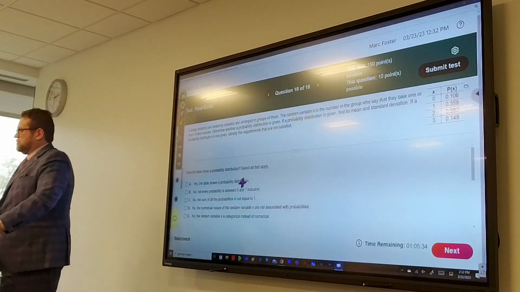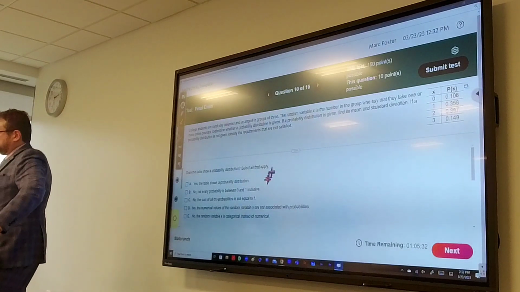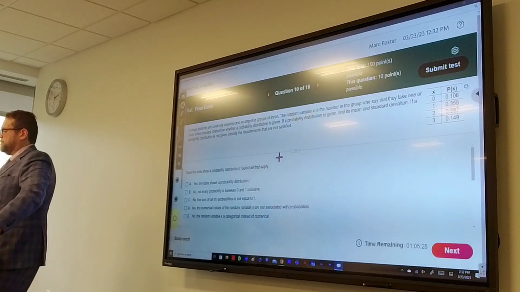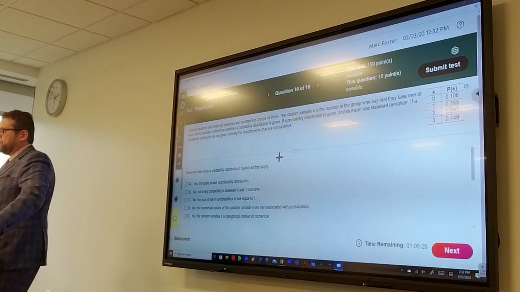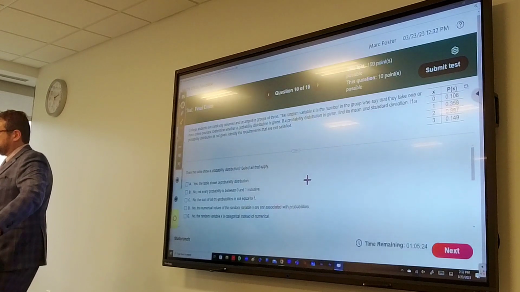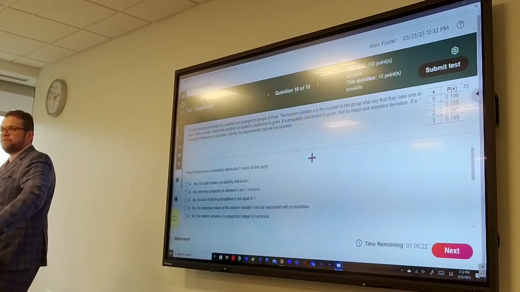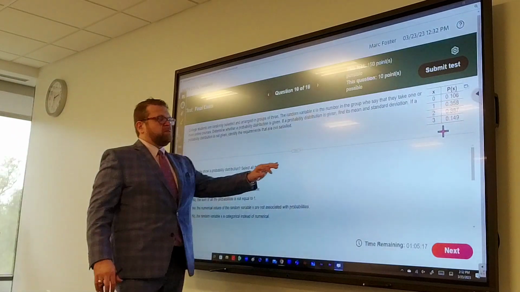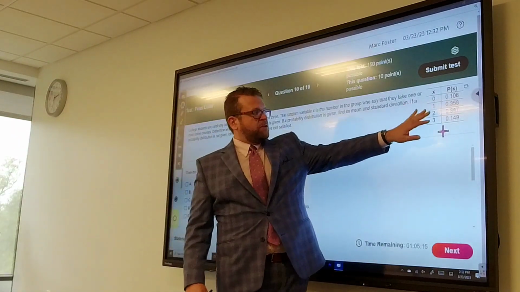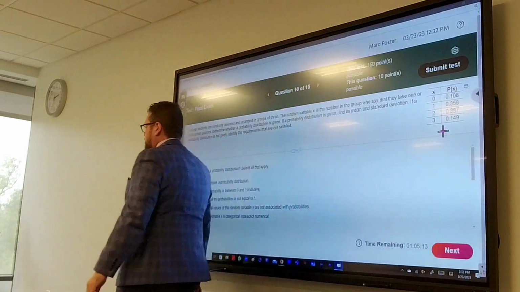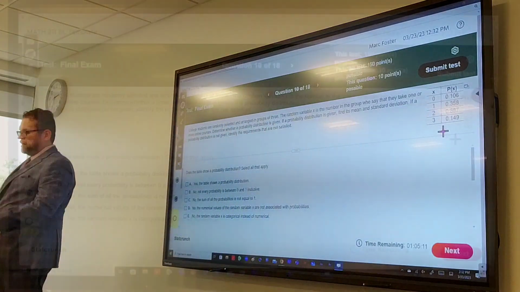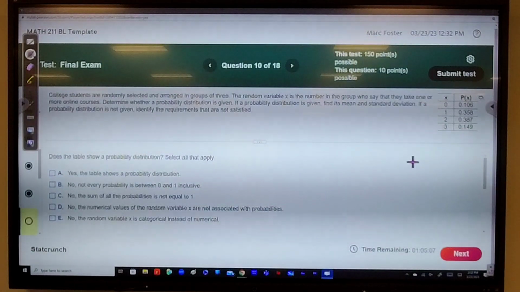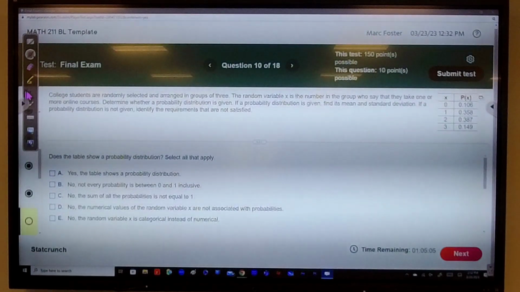College students are randomly selected and arranged in groups of 3. And we're going to go around to each group and ask them if they take 1 or more online courses. So then this constitutes all the possible answers. None of them could take it online, or 1 or 2, or all 3 of them could take an online course. Is it a probability distribution? Well, if it adds up to 1, then yeah.